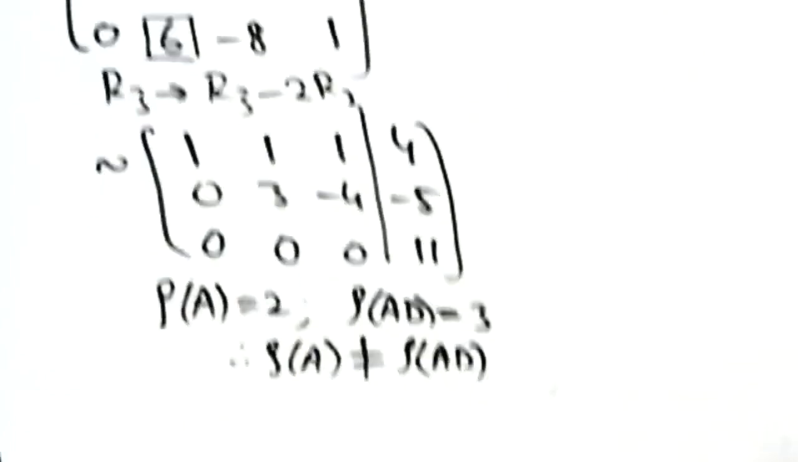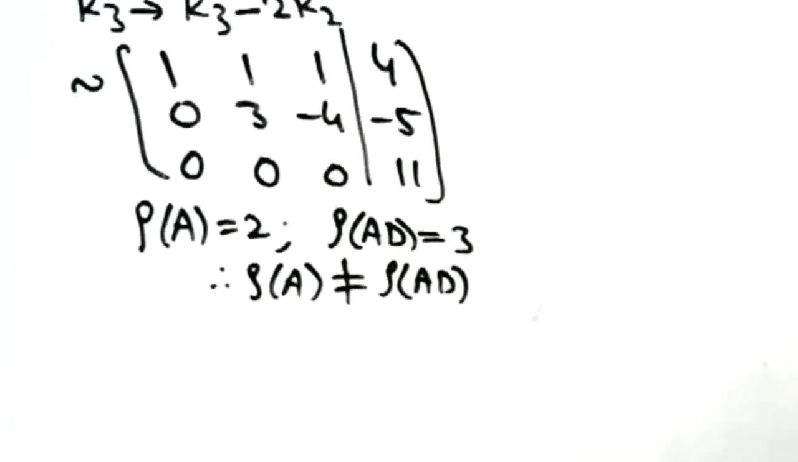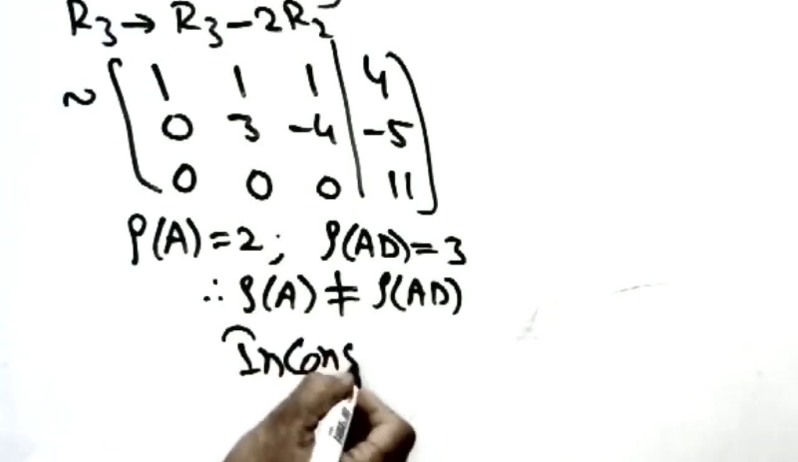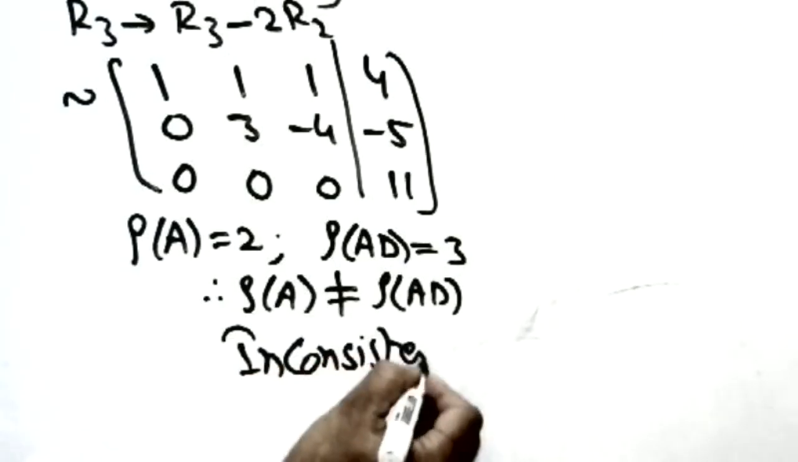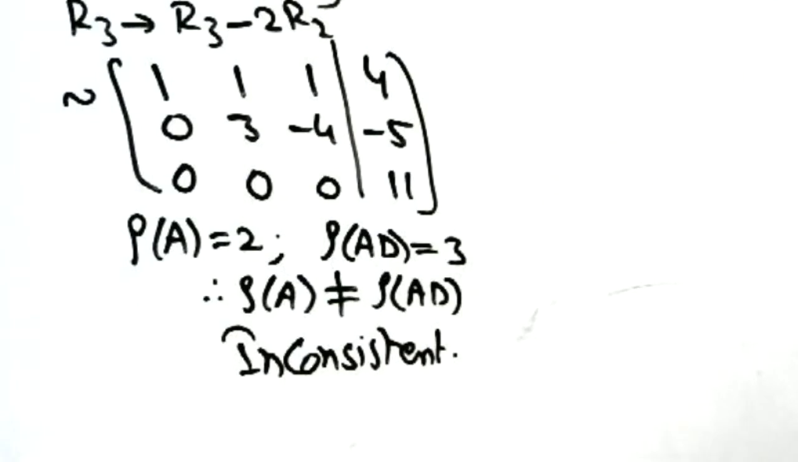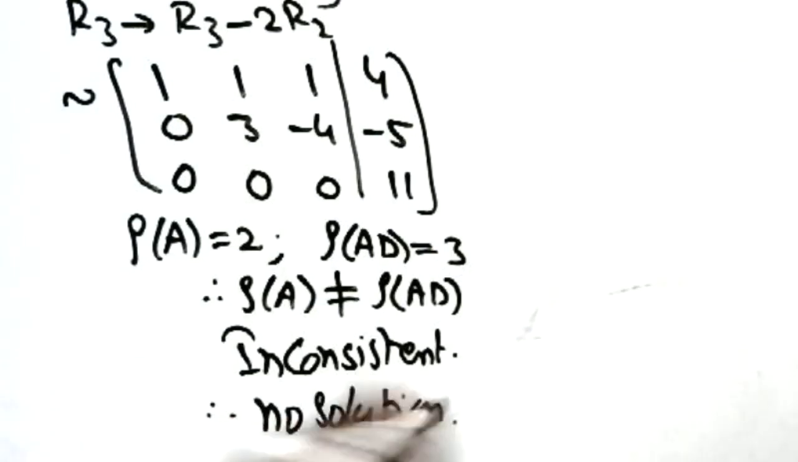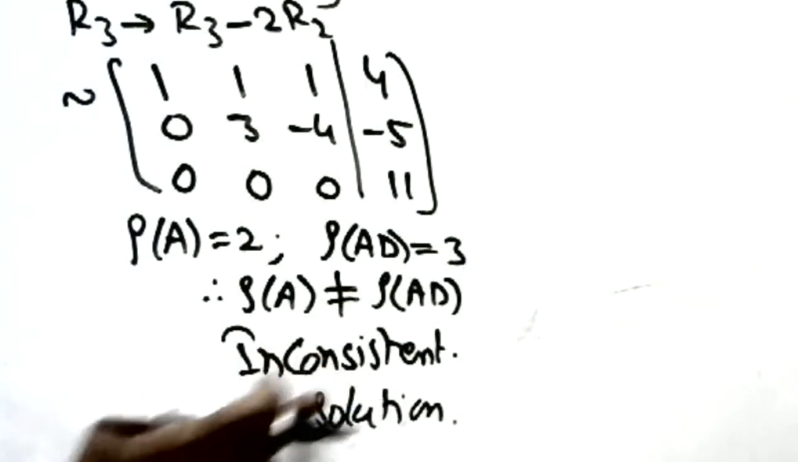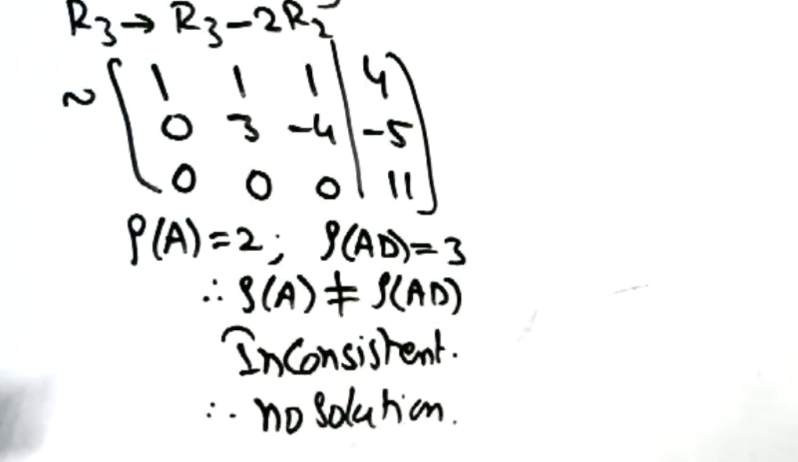So this is the last condition. When two ranks are not equal, we say the system of equations is inconsistent. What is the meaning of inconsistent? That means they do not have any solution. So we write, therefore, no solution. In short, I am writing no solution. You write like this: the system of linear equations is inconsistent and hence has no solution.